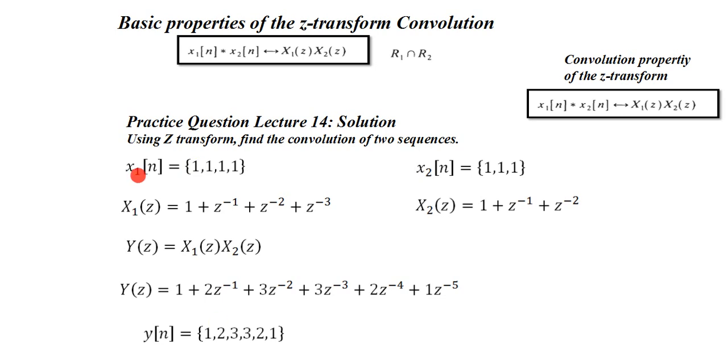In the question x1(n) is given and x2(n) is given, and we need to find the convolution by using Z transform. So we need to find x1(n) convolution x2(n). By using the convolution property, first we will write X1(z) and X2(z). Now by using the convolution property, it's a product, so based on that product we can write Y(z). By comparing the coefficients you can write 1 2 3 3 2 1. So this is the answer.